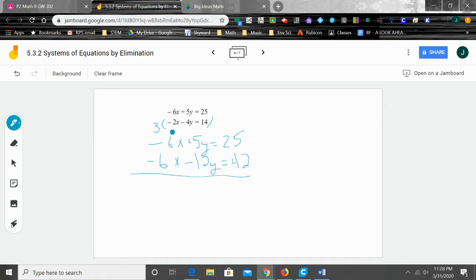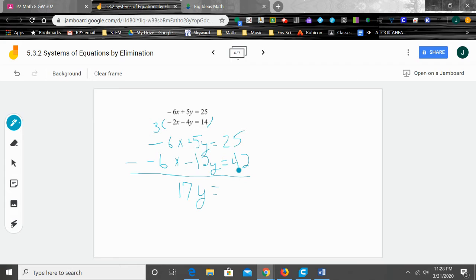So how am I going to get rid of a minus 6x? Well, I need to subtract the same thing. Okay, so minus 6x is 0. Now I have a 5y. This is the operation I'm doing right here. So I'm taking a 5y and I'm subtracting a negative 12y. So 5y minus negative 12y. So it's really adding 12, comes out to be 17y.